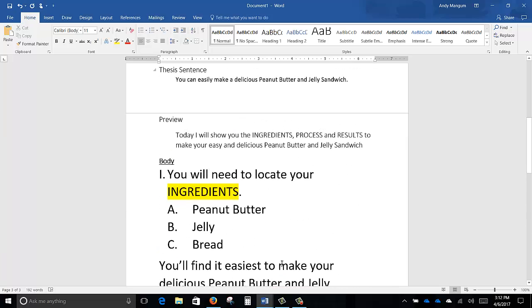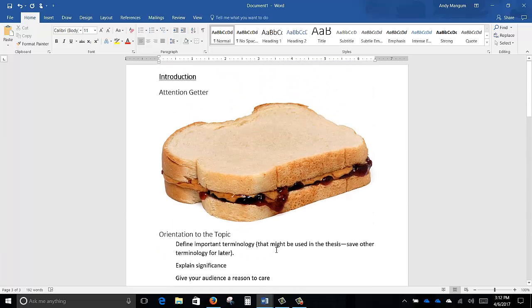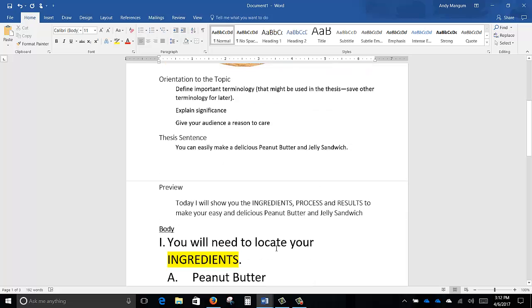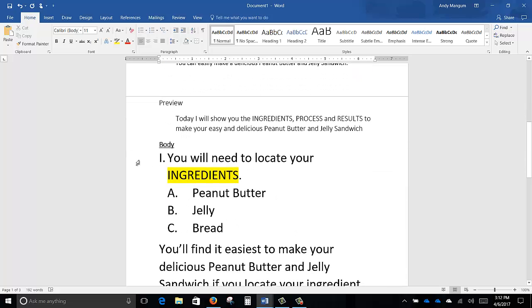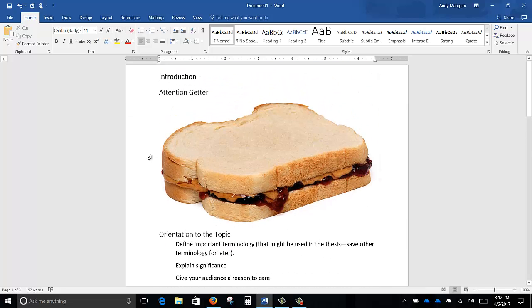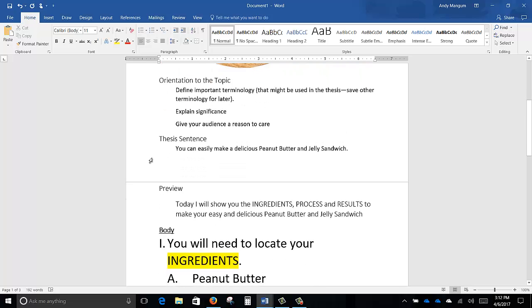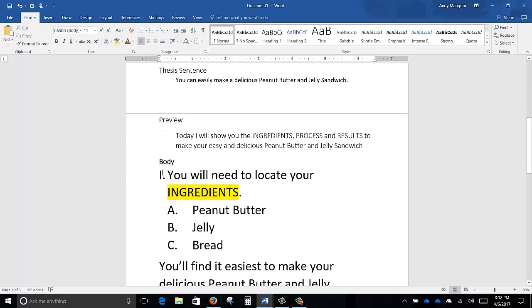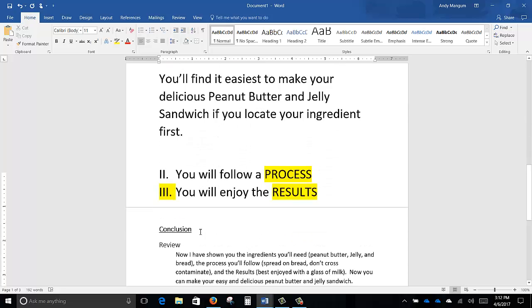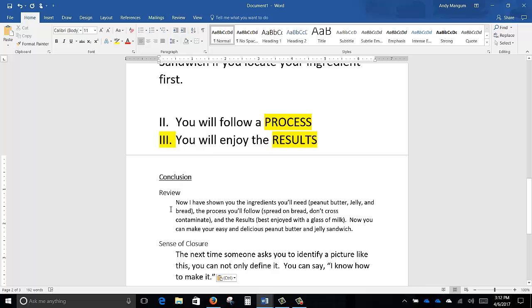So now that you have seen the way to outline your speech, hopefully along the way you'll also understand how to translate these structures into the orality. Remember that the introduction has an attention getter, orientation to the topic, thesis sentence, and preview, that each main point will be signposted, stated, supported, and summarized. The conclusion will have the review and the sense of closure.